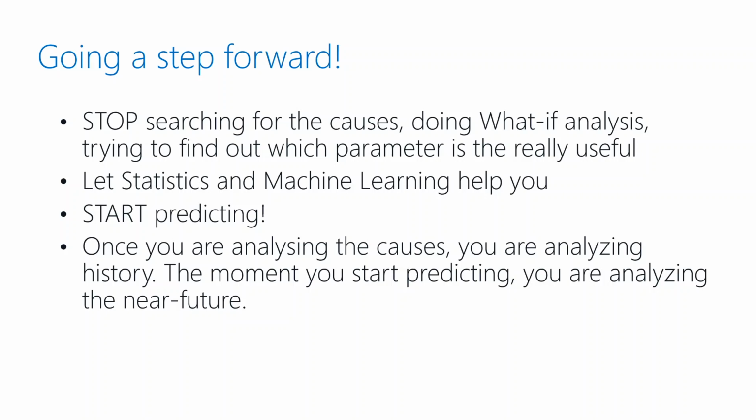And what statisticians and data scientists are usually trying to do is some type of prediction. So instead of understanding what has happened, the DBA should slowly alter the way of working and start to understand what is going to happen. And this can be achieved by predicting. Once you are analyzing the causes, you're analyzing the history. The moment you start predicting, you are trying to not only analyze, but understand what will happen in the near future.